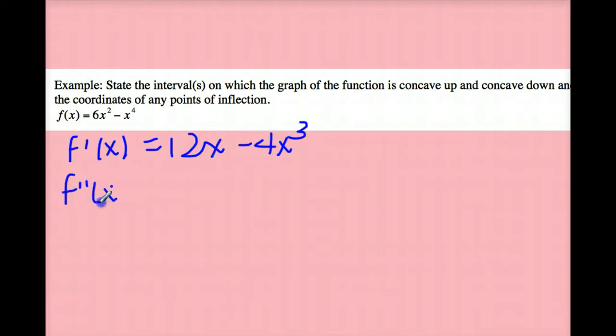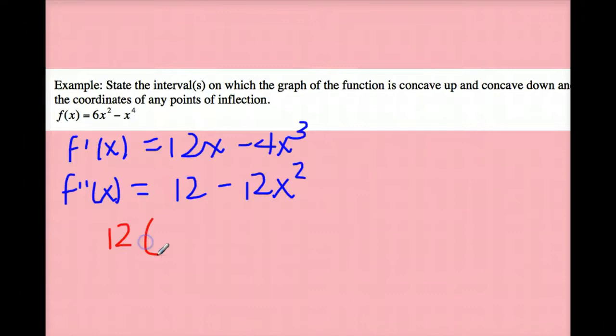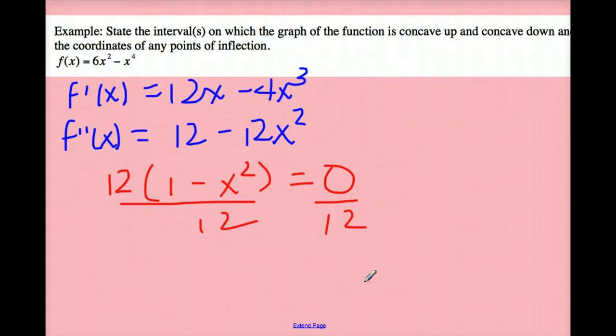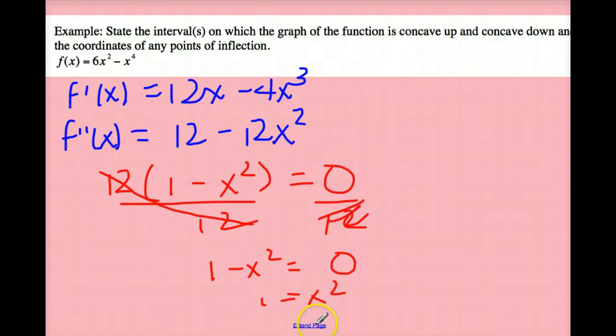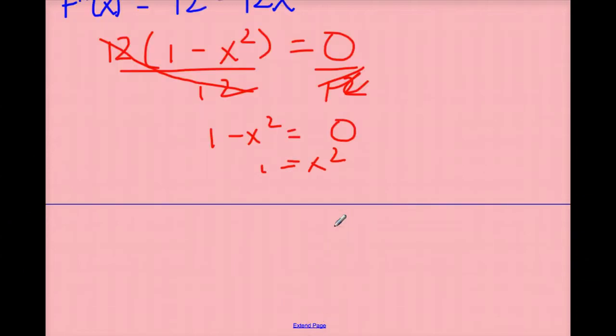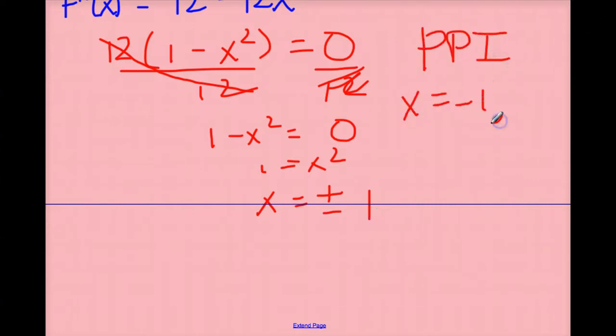I take the second derivative, which is 12 minus 12x squared. So here's my second derivative, and to find a possible point of inflection, I need to set this equal to 0. First I'm going to factor out 12, and get 12 times (1 minus x squared) equals 0. If I divide by 12, the 12s cancel and the 0 stays 0, so 1 minus x squared is equal to 0. So 1 equals x squared, and if I continue, I get x equals plus or minus 1. So I'm done with finding these, and I have two possible points of inflection: x equals -1 and x equals 1.